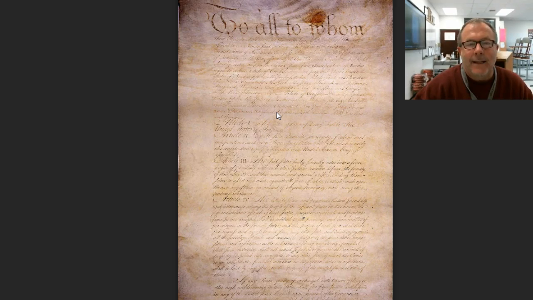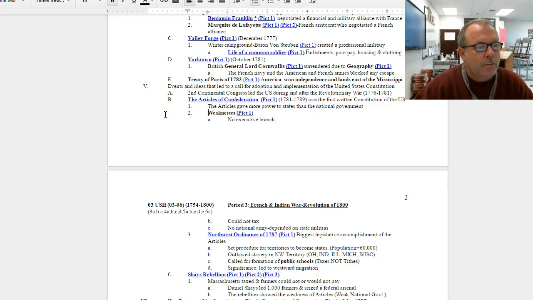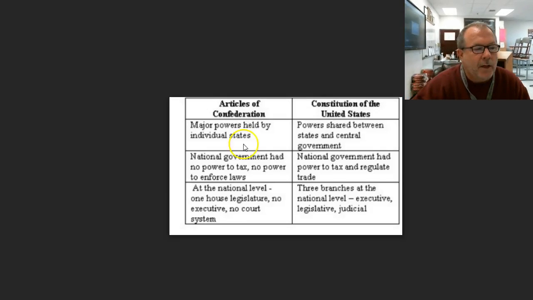When the Articles of Confederation were written, they were written to ensure that the states would be the most powerful entity in this new government, not the national government. So with this document shown here in this picture, the Articles of Confederation was born as the first constitution. The Articles gave more power to the states than they did the national government. The authors of the Articles, the Second Continental Congress, purposely put weaknesses into the Articles to ensure that the power of the national government would be limited.